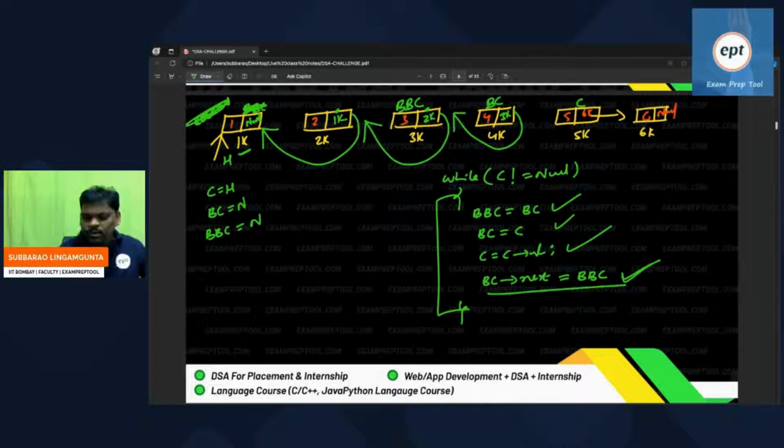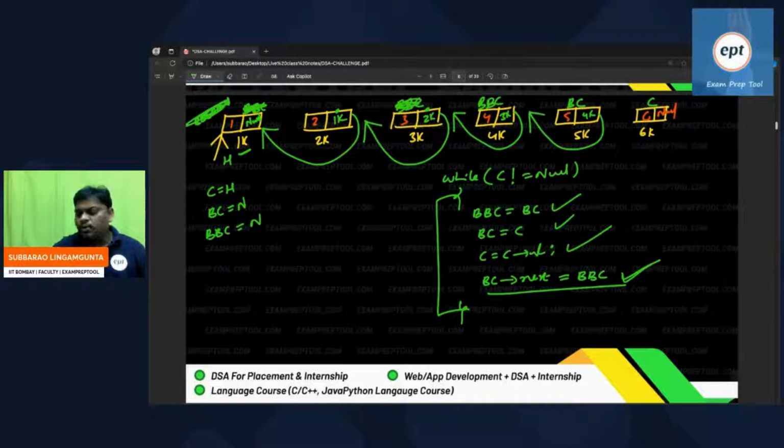Same story will repeat. What is the next one? E will become before current. E will become current. So who is the middle person? This person. This person next is equal to before current. It will go to 4k. It will go like this. This is the way how to reverse the linked list.